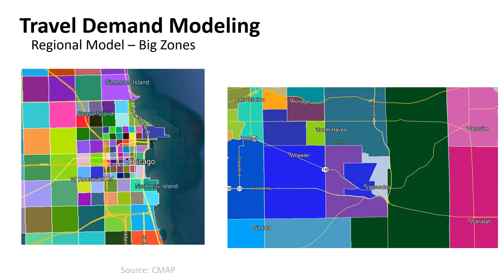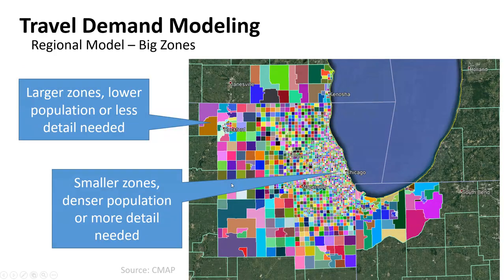You can see that everybody who lives in Valparaiso, on a big regional model like this, their travel patterns are similar enough to be covered in that.